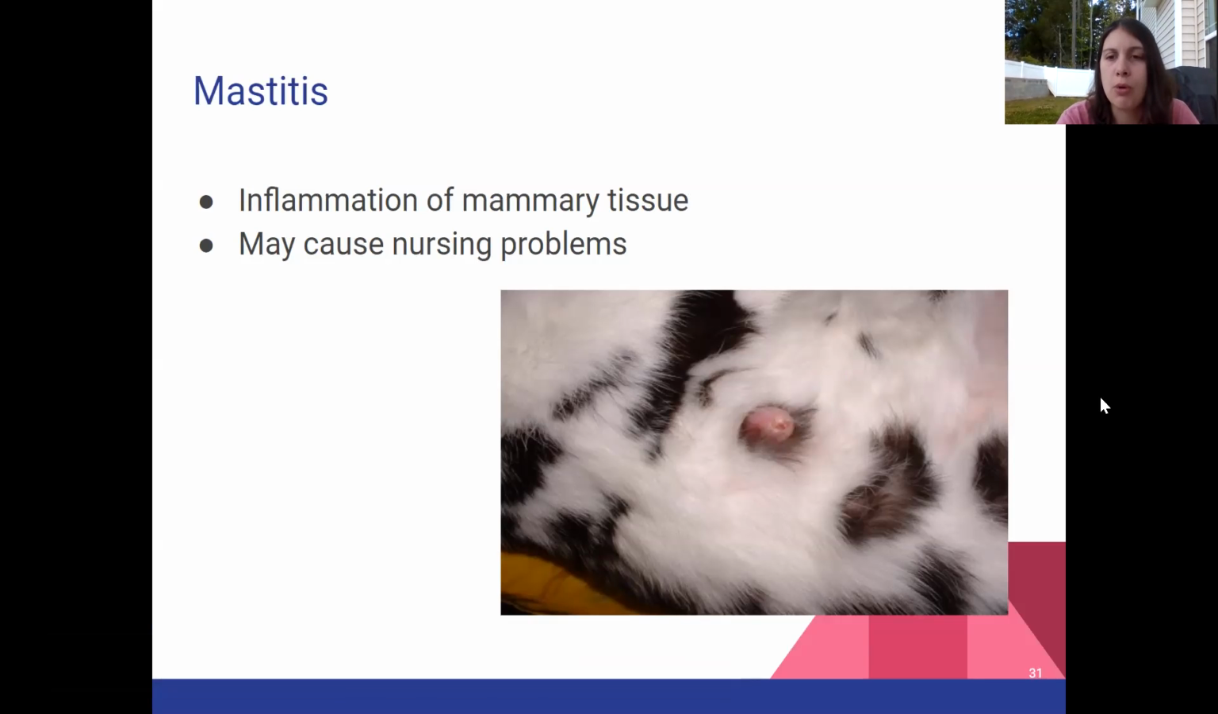Any other kind of nursing problems. It'll cause the mammary glands to swell up. Typically you're going to see that in the rabbit's nipples, where they're going to be very irritated, swollen, and red. Because they hurt so much, she's not going to let those babies nurse because it hurts her. Those babies need to be fed every hour, so it can be an issue. It's something you want to watch for.